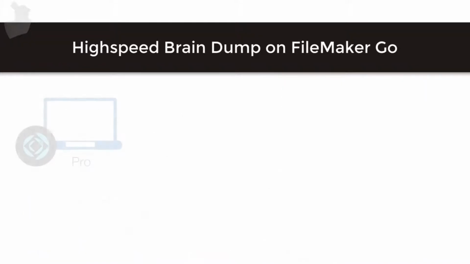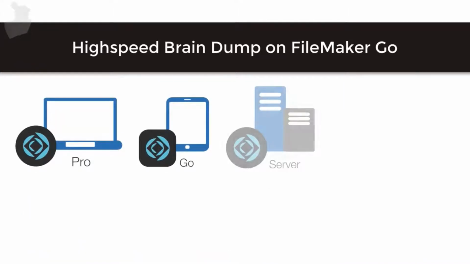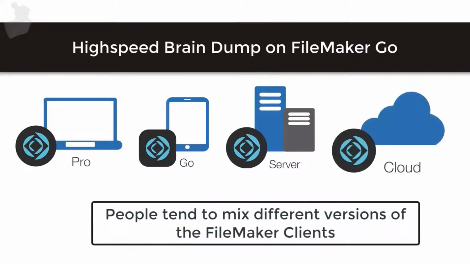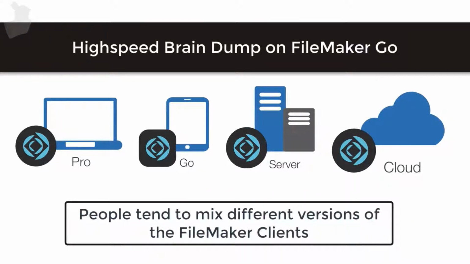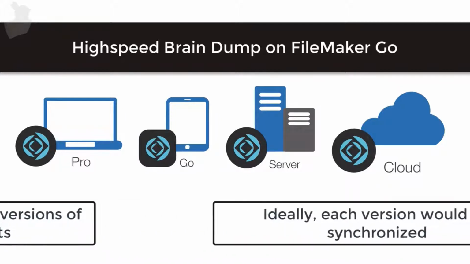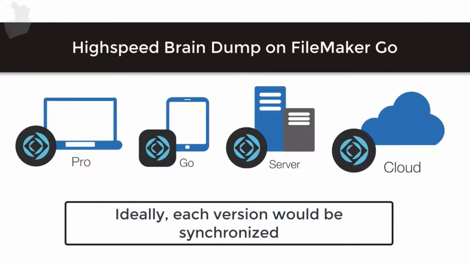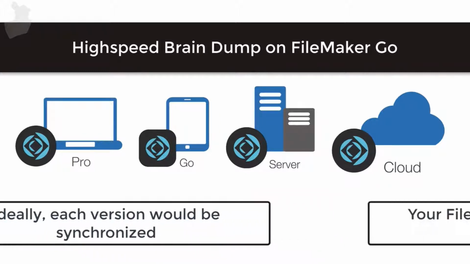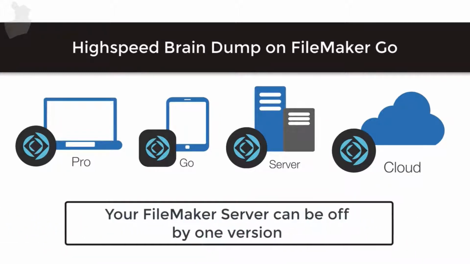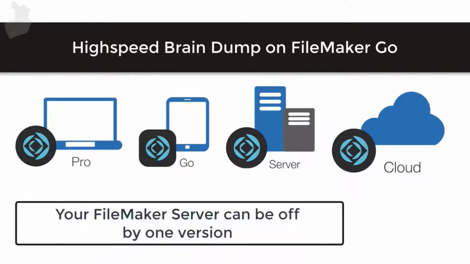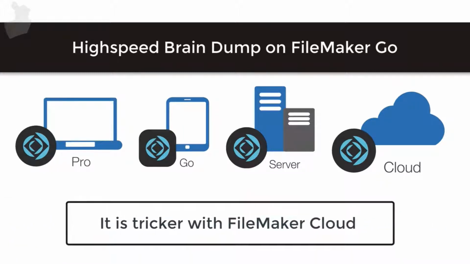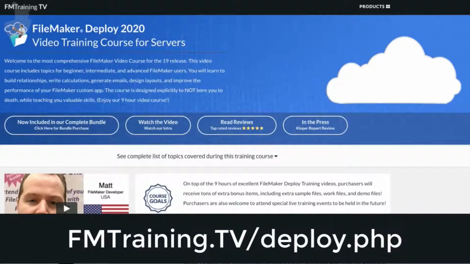Now, something else to keep in mind about the FileMaker platform. People tend to mix different versions of FileMaker Pro, FileMaker Cloud, FileMaker Server, FileMaker Go. And of course, in an ideal world, you would keep all these versions perfectly synchronized. However, your server can generally get out of sync by one version with the clients you're using. Now, with FileMaker Cloud, that's a little trickier, and I'm not going to really spend too much time covering that here. We talk more about that in our FileMaker Deploy course, which is a separate course that you may or may not have access to.